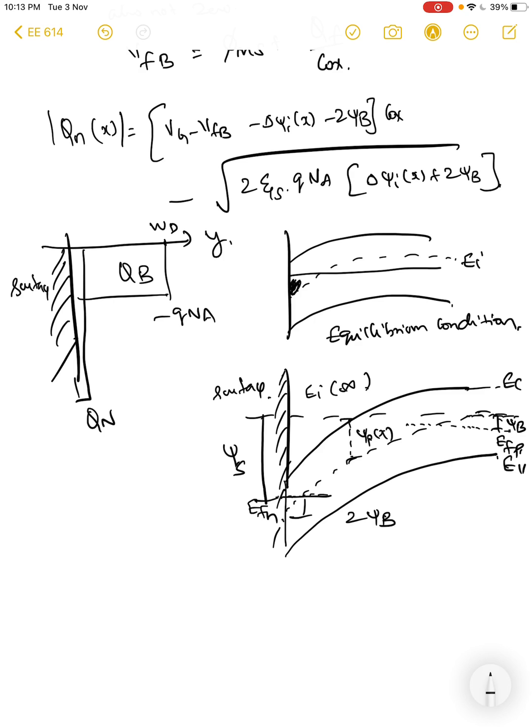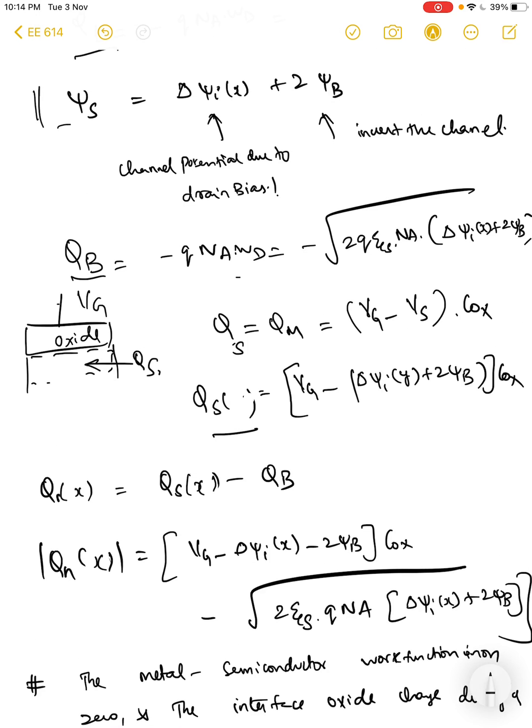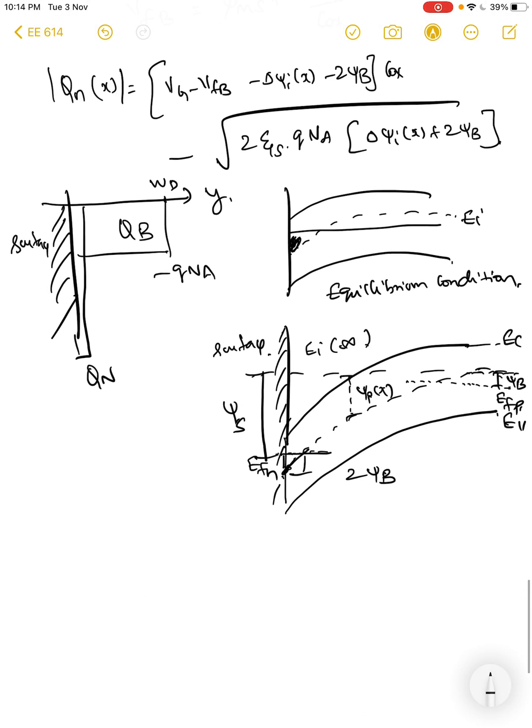So the Fermi level is above the intrinsic level by 2 psi b, right? And the intrinsic level is reduced from the original intrinsic level by the applied potential psi I of x. When x is equal to the drain, it's equal to Vd, that's the applied potential, right? So at Vd, your surface potential is equal to Vd plus 2 psi b, as we can see from this particular plot. Great. So now that we know what the charge is, let's calculate the current.